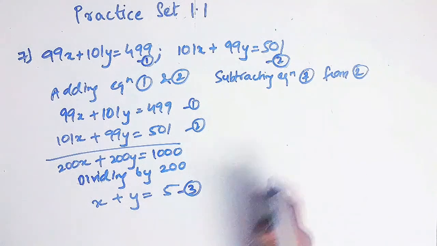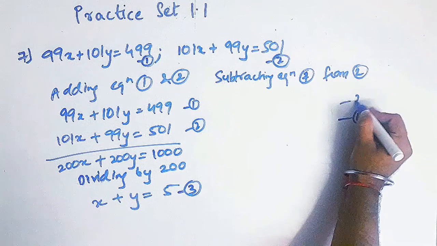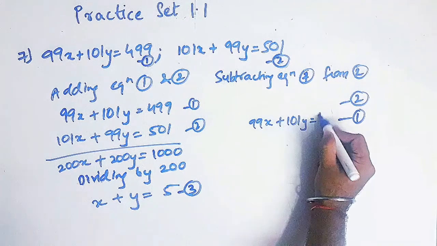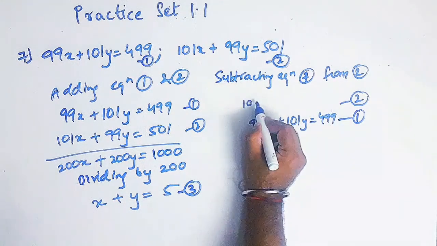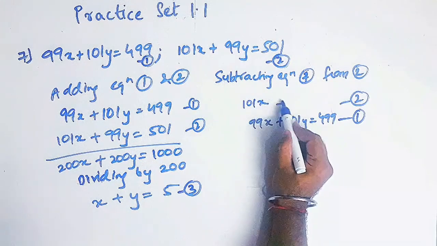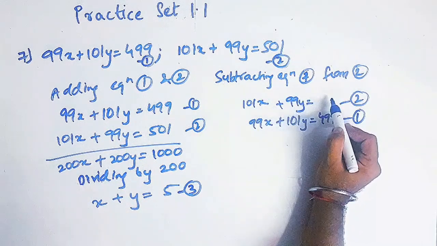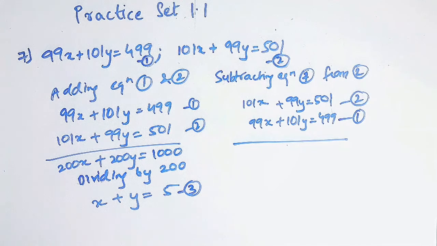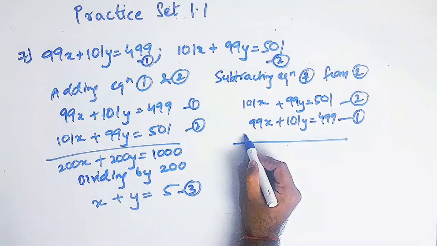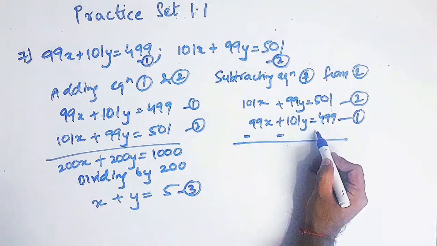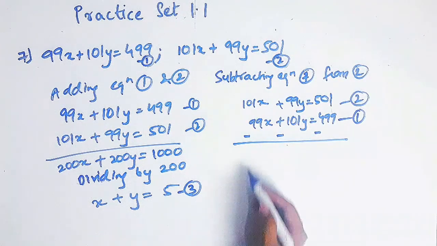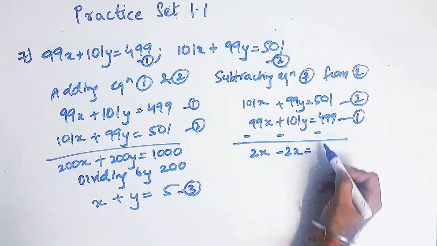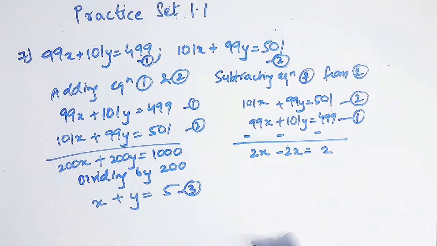I am taking 1 below and 2 above. So 99x plus 101y equals 499, and here I am taking the second equation, 101x plus 99y equals 501. For subtraction you have to leave one line so that you can change the sign. This plus becomes minus, this plus becomes minus, this plus also becomes minus. So this becomes 2x, this becomes minus 2x, and this becomes 2. So it is very simple.